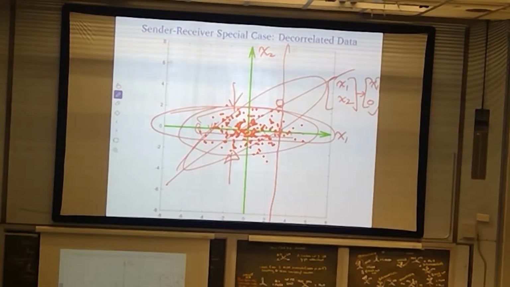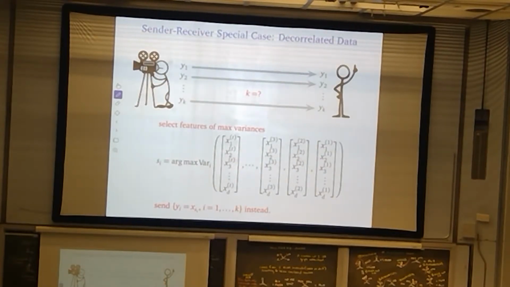So you look at historical data and calculate the variance in each dimension, and you pick the dimension with the largest variance. And you find the indices and pick the top K features.